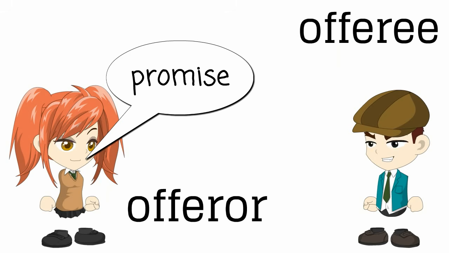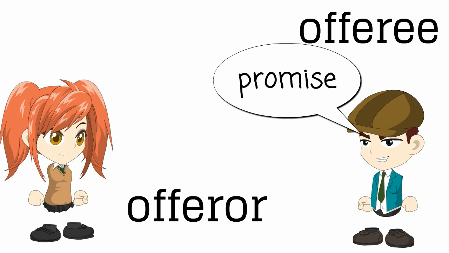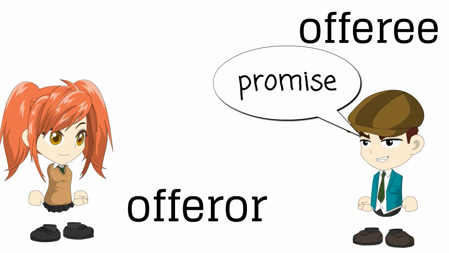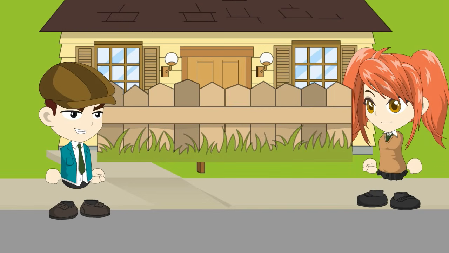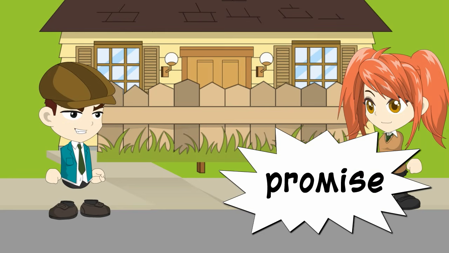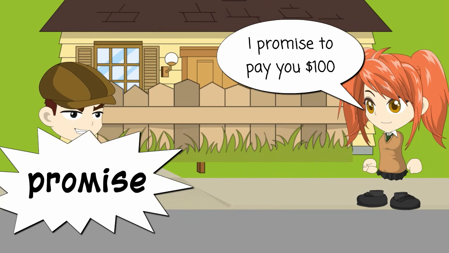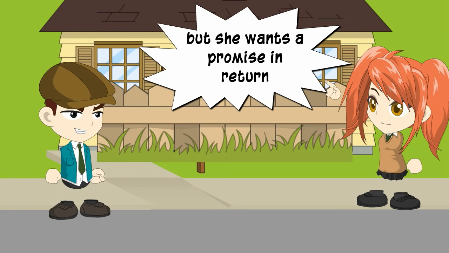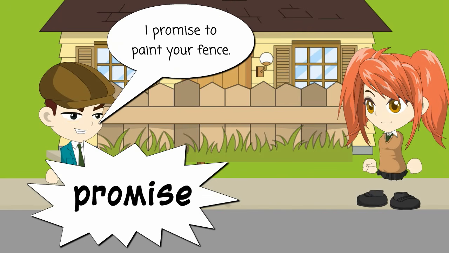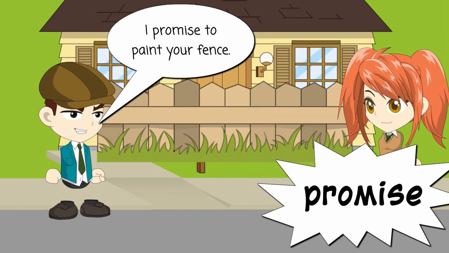In a bilateral contract, the offeror is going to make a promise, and she's going to get a promise in return from the offeree. So let's say we have Patty and David outside of Patty's house, and Patty makes a promise. She promises David that she'll pay him $100. But in return for her promise, she wants David to make a promise. So David promises in return that he'll paint Patty's fence.